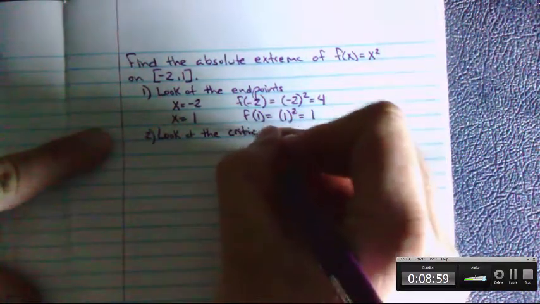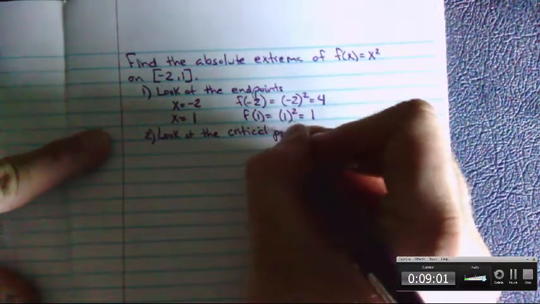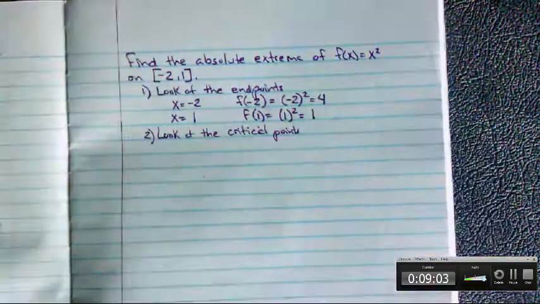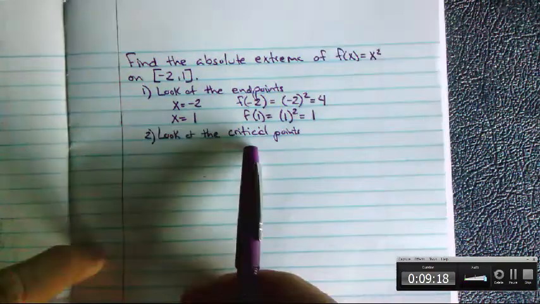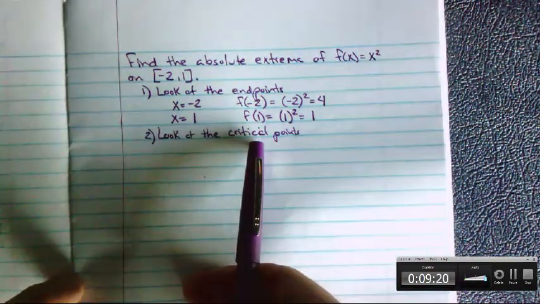An absolute extrema can either occur at the endpoints or at critical points, provided it's a continuous function. And x squared is a continuous function on the interval -2 to 1. So now we're going to look at the critical points. The critical points deal with where the derivative is either equal to 0 or the derivative does not exist. So before we can look at the critical points, we first have to find the derivative.